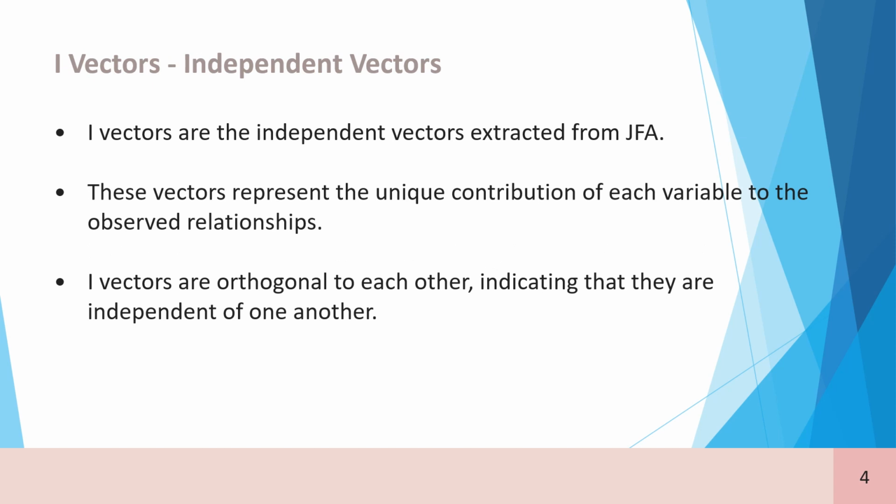i-vectors, independent vectors. i-vectors are the independent vectors extracted from joint factor analysis. These vectors represent the unique contribution of each variable to the observed relationships. i-vectors are orthogonal to each other, indicating that they are independent of one another.